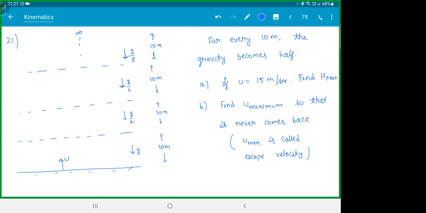Let's get this thing. This would be a paragraph question. If u is 15, find h max and find the minimum speed so that it never comes back. Ali, your answer is wrong. The question is find minimum speed. Try everyone. You got 4 minutes. It's a good question, worth spending some time. Anyone confused, please ask. Question is clear? Great. Go ahead, you got 4 minutes.